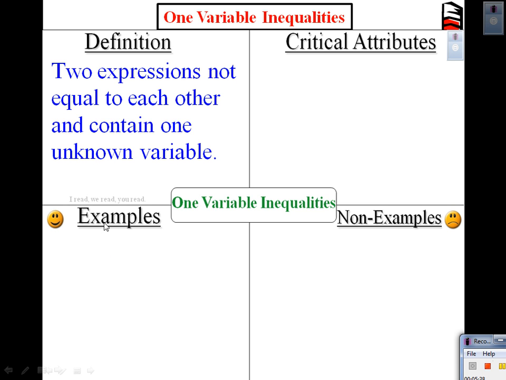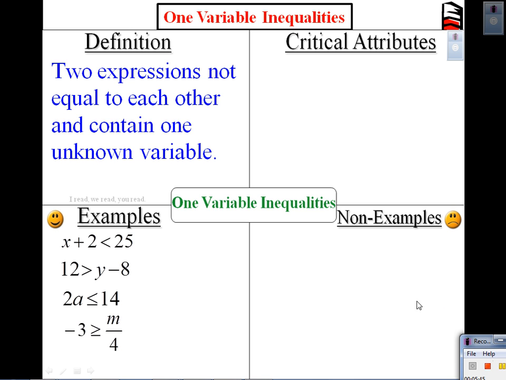All right, examples. I'm going to show you some examples here. Copy those. And as soon as you're done, I'll go over that really quick. Copy that.